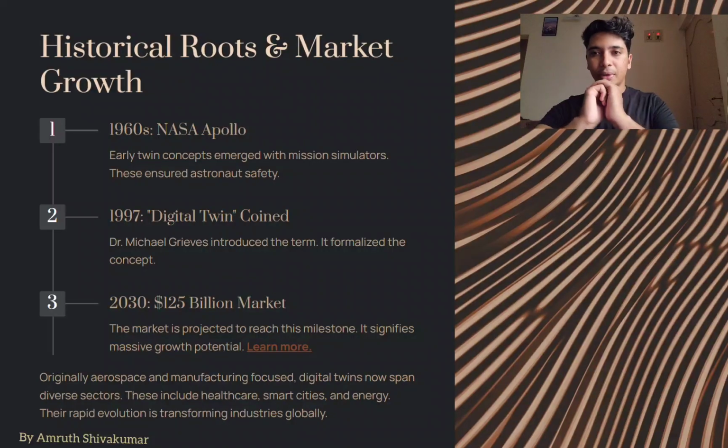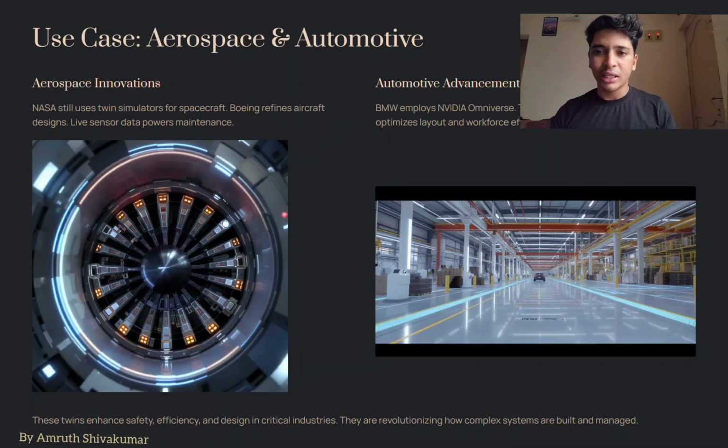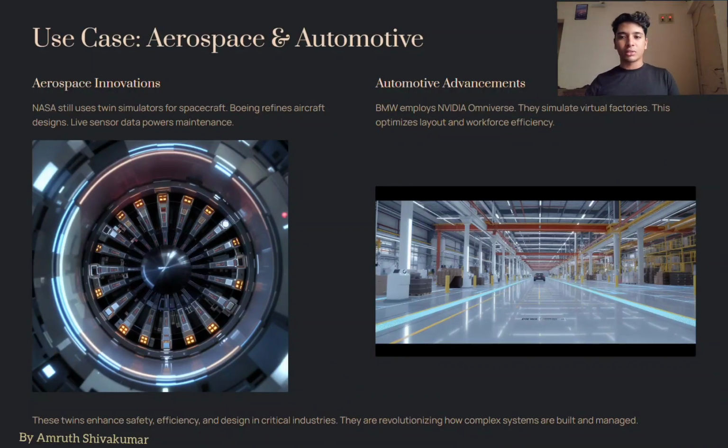As we now know about the brief history and the components and how a digital twin actually works, let's dive deep into the use cases of a digital twin. Aerospace and automotive sectors. The aerospace and automotive sectors have been among the earliest adopters of digital twins. NASA still uses digital twins to simulate the spacecraft, ensuring the mission's safety and reliability. Companies like Boeing are using live data from aircraft systems to improve the design and detect issues before they become critical.